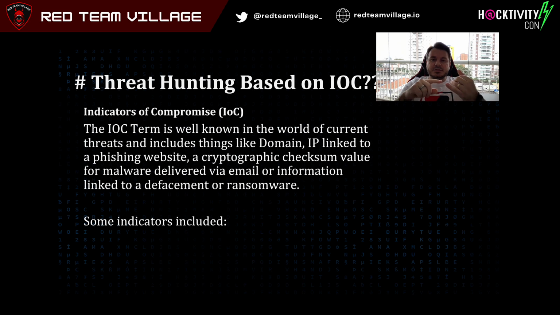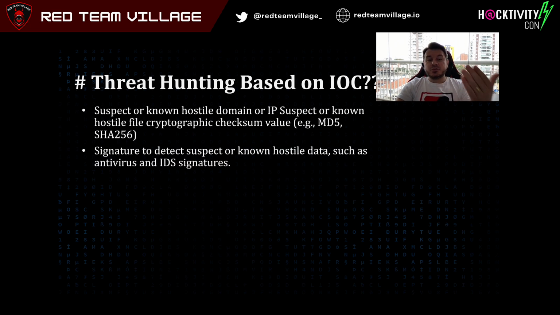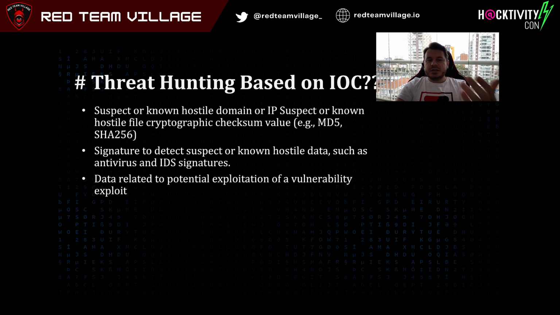And after that, you can collect the domain, IP address, link it to a website or to some phishing, or the checksum value related to some malware, or what kind of email it was delivered by. So some indicators include a suspicious or known hostile domain, or suspicious IPs, or maybe signatures to detect suspected or known hostile data. It's pretty important, such as antivirus or IDS signatures. But as you can see, it's usually related to the post attack, okay? Or data related to a potential exploitation of a vulnerability, like some CVE ID, that you can find, or that is known by MITRE.